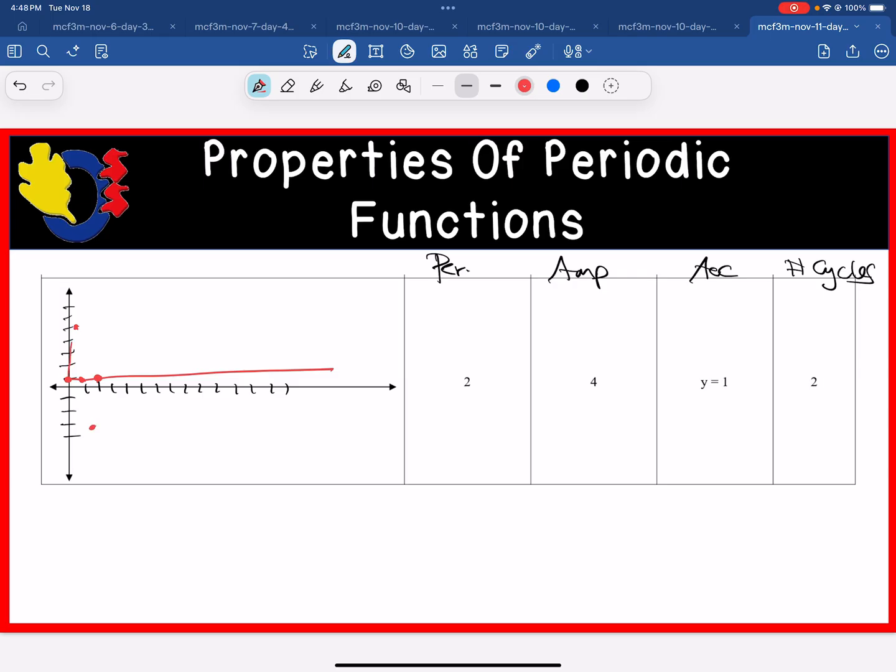Okay, so there's 1, and I need 2 cycles. So there's my second one, my turning point, amplitude of 4. So I'm basically just continuing the pattern, right? And that's it, 2 cycles.